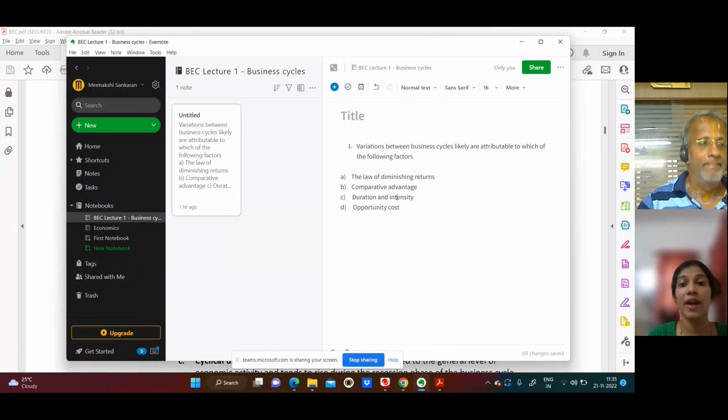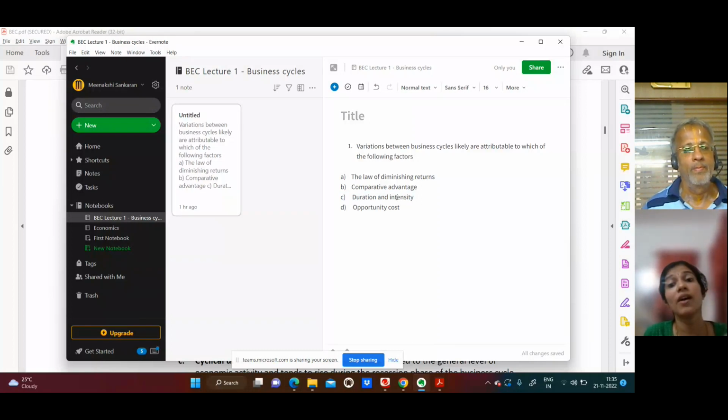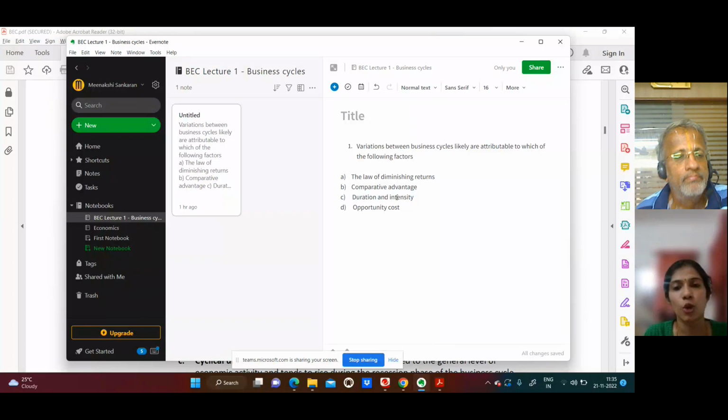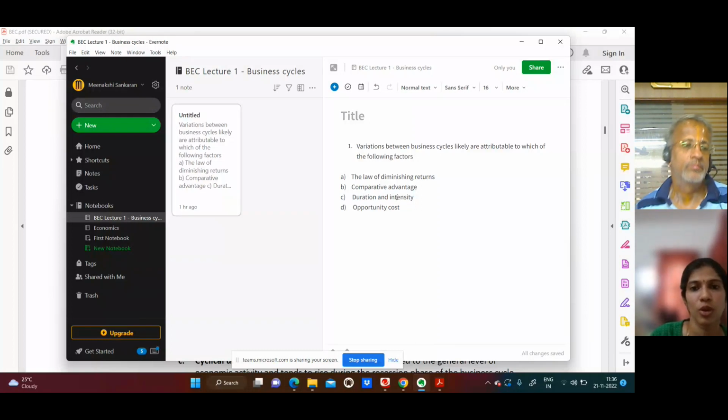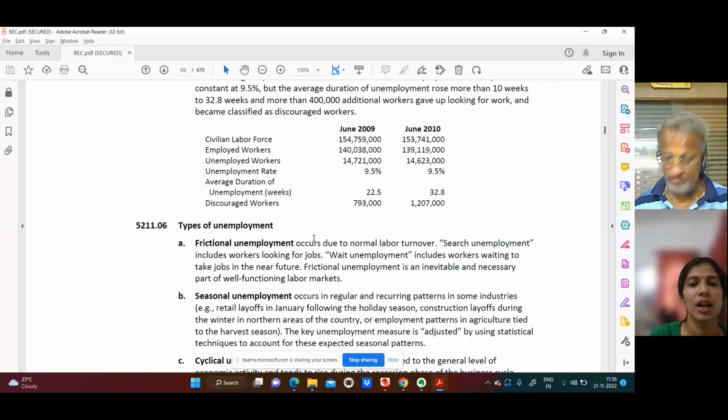So you have to think this way. When you talk about business cycle, the duration of the business cycle and the intensity in which the business has risen or fallen, that is going to create a major impact for you to move into the next phase of your business cycle, right? So this was one example which I wanted to give you, so that you get a feel of how the examination questions are going to be. Okay, that was on business cycle.